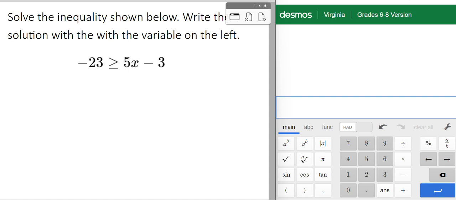Okay, we're going to solve the inequality shown below, and we want to write the solution with the variable on the left. But we're not going to change anything until the very end. So watch how I'm going to do this, and this is how we want you to solve them as well. So I've got negative 23 is greater than or equal to 5x minus 3.